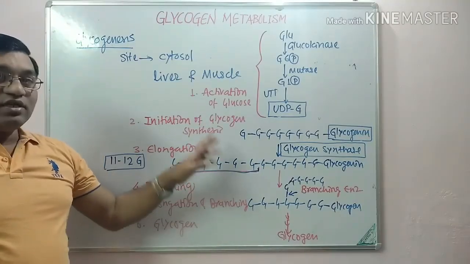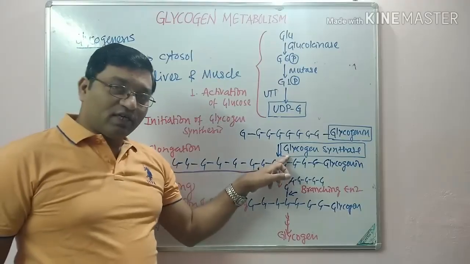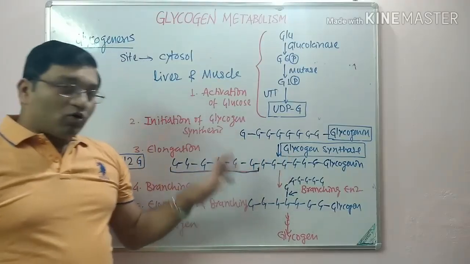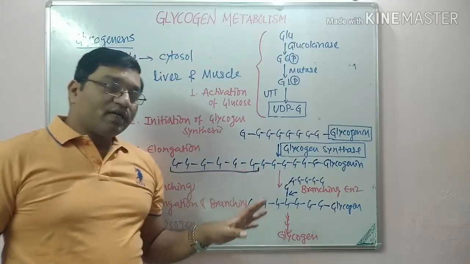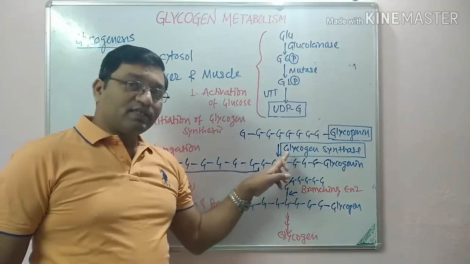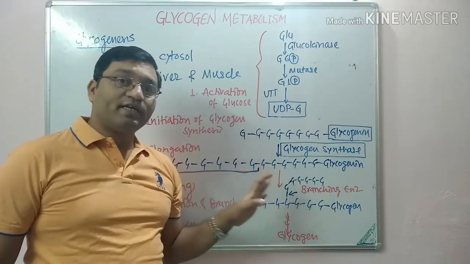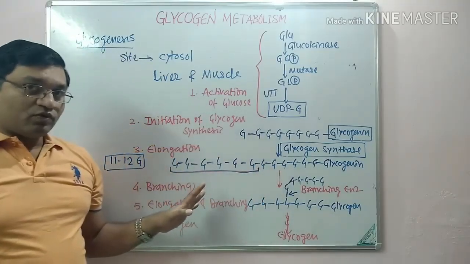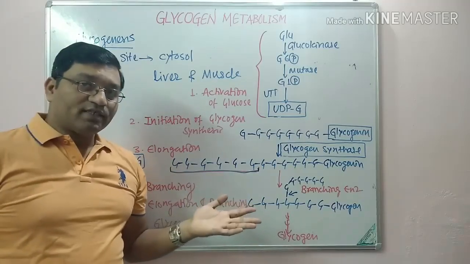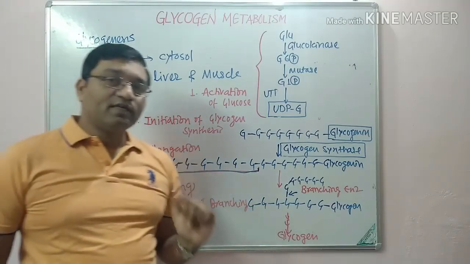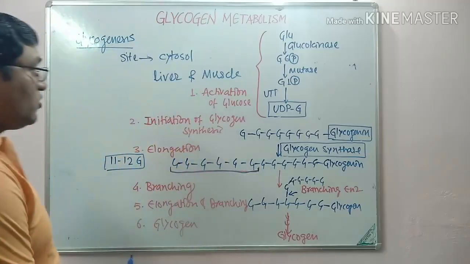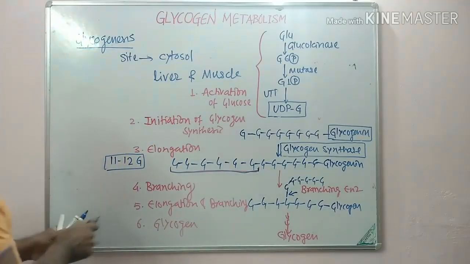So the key enzyme in this pathway is glycogen synthase. The important point to remember here is that glycogen synthase is active in the dephosphorylated state, while glycogen phosphorylase is active in the phosphorylated state. Now we will discuss glycogenolysis.